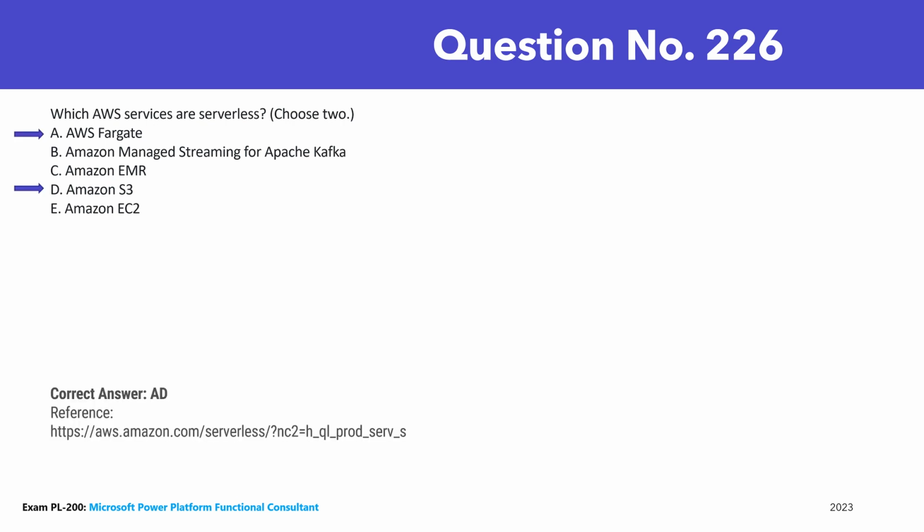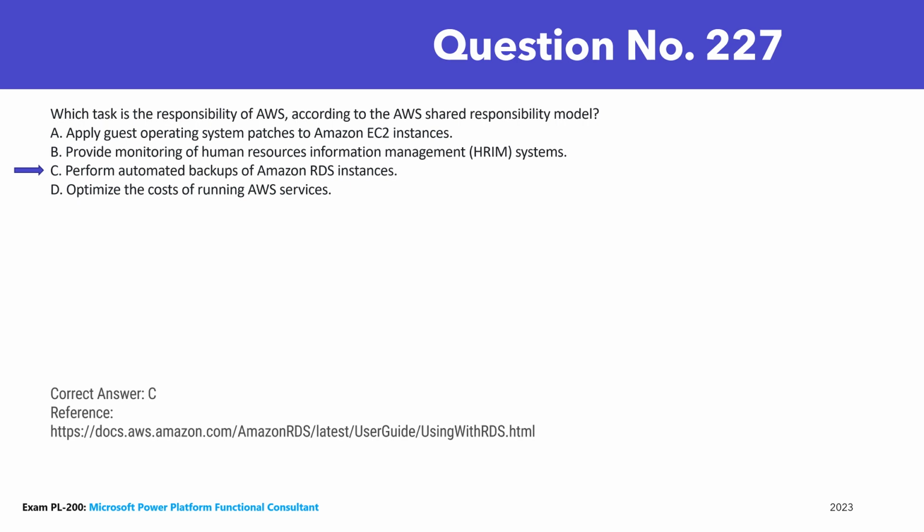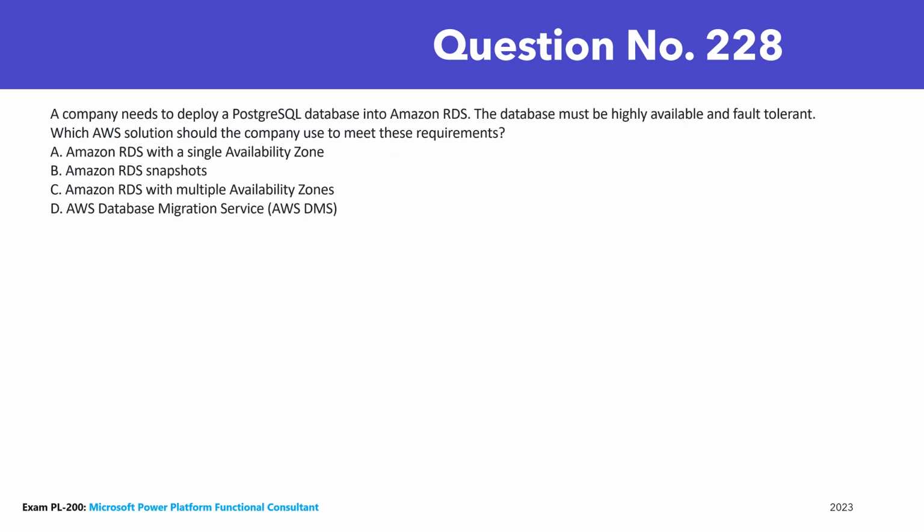Which task is the responsibility of AWS, according to the AWS Shared Responsibility Model? A. Apply guest operating system patches to Amazon EC2 instances. B. Provide monitoring of human resources information management, HRIM, systems. C. Perform automated backup of Amazon RDS instances. D. Optimize the costs of running AWS services. Correct answer, C. A company needs to deploy a PostgreSQL database into Amazon RDS.